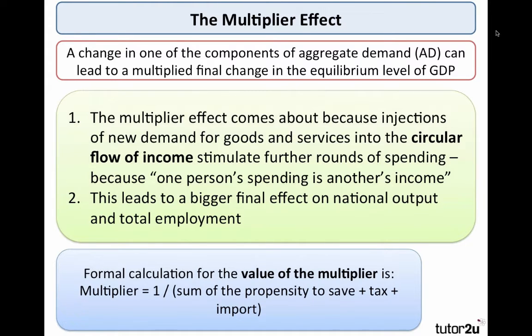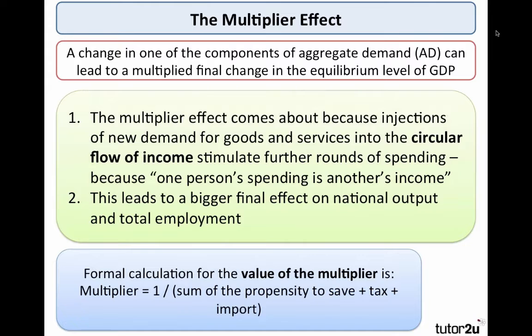Now, different people are taught the multiplier in different ways. Some people are given a simple value for the multiplier, which is 1 over the marginal propensity to consume. The marginal propensity to consume, by the way, is the proportion of the last pound somebody earns that's used for spending on domestically produced goods and services. My formula at the bottom of this slide is the slightly wider, larger formula, slightly more complex.